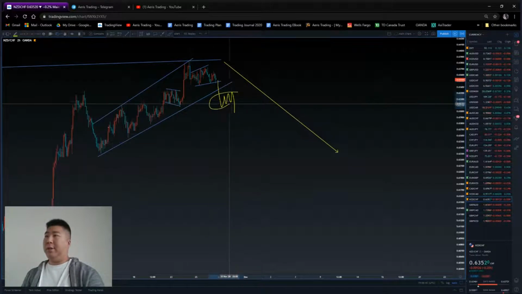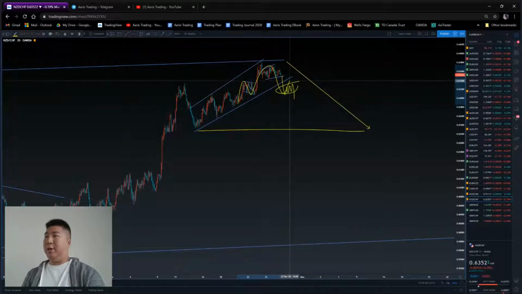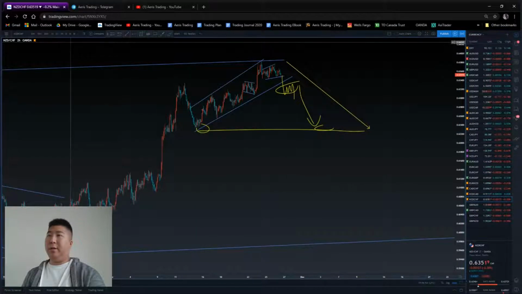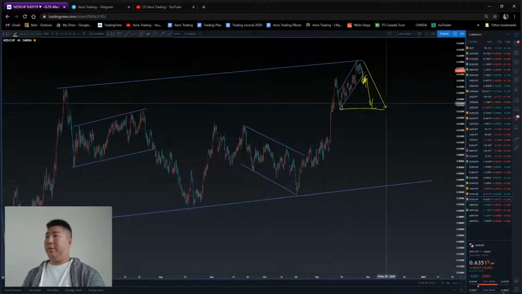So waiting for the price to break out, and then looking for an entry from this point forward, looking for a head and shoulders as well, and to the lows of the bottom here. Again, first target and second target will be definitely to the lows of the structure here.